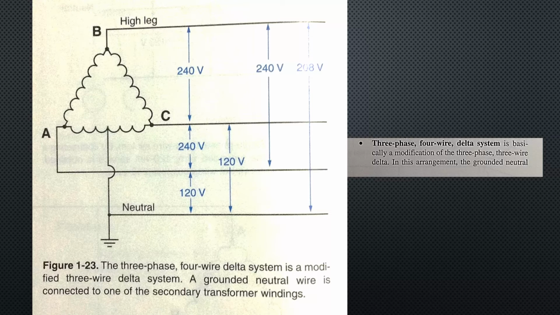Fifth, the 3-phase 4-wire delta system is basically a modification of the 3-phase 3-wire delta. In this arrangement, the grounded neutral is added as a center tap to one of the secondary transformer windings, as shown in Figure 1-23.